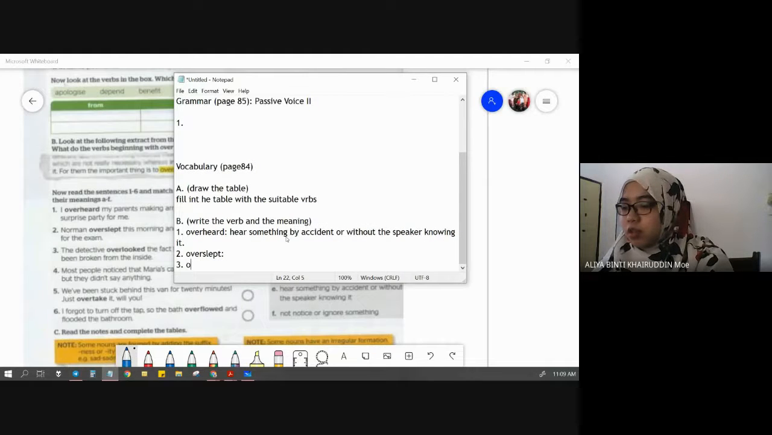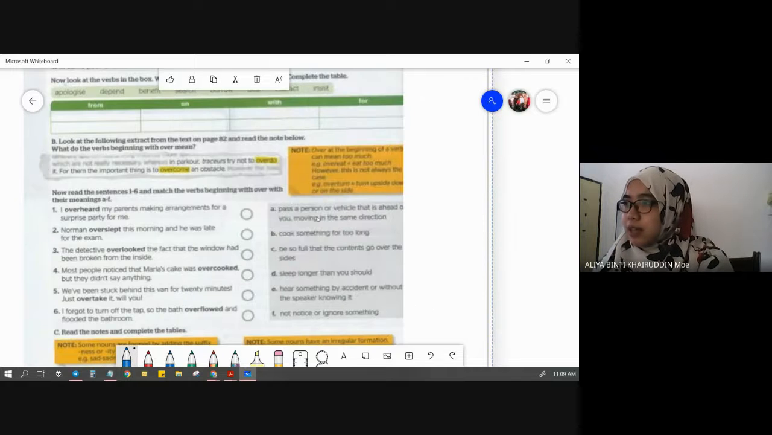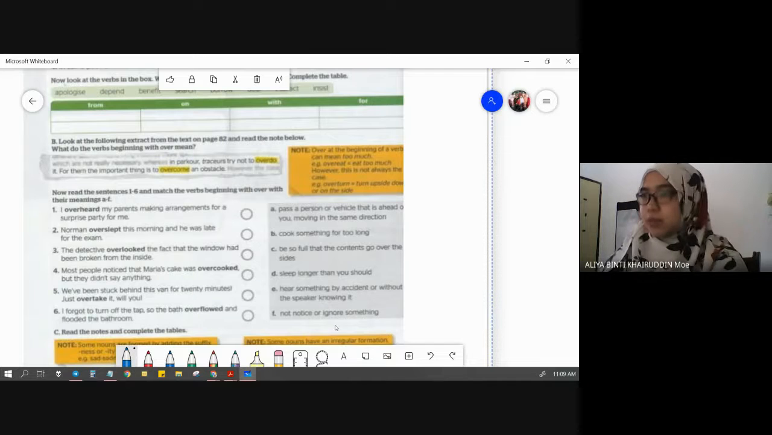Number 3, overlooked. So write all the meanings. So all the meanings are here. So just match the meaning with the word and then write the meaning on your exercise book. So that's for B.